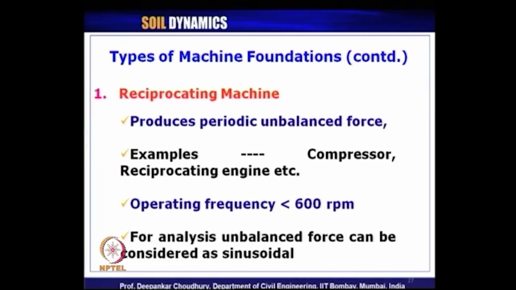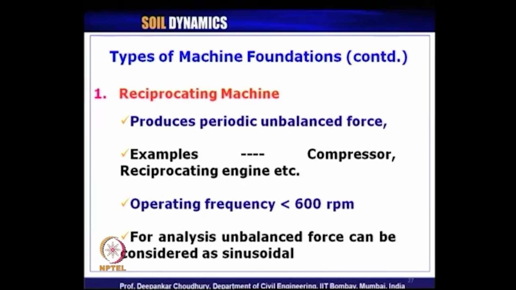For the reciprocating machine, the first category, what are the features or characteristics? These machines produce periodic unbalanced force. Examples of such machines: compressor, reciprocating engine, etc. What are the typical ranges of operating frequencies for reciprocating machines? They are usually less than 600 RPM. RPM, you know, is revolutions per minute.